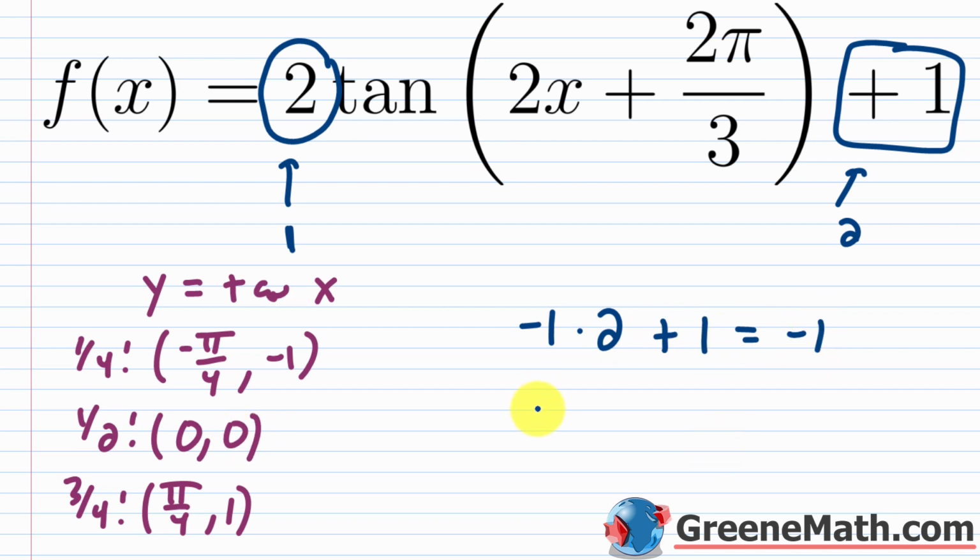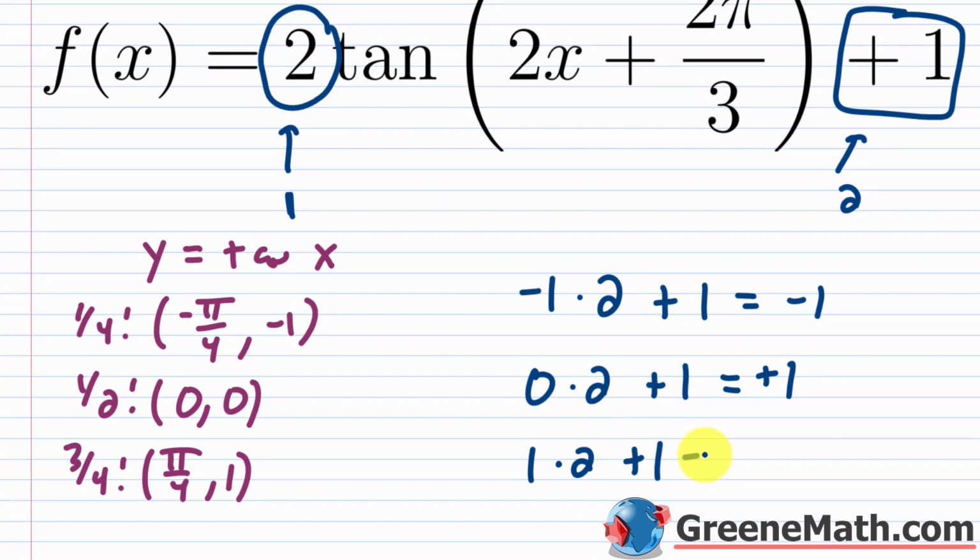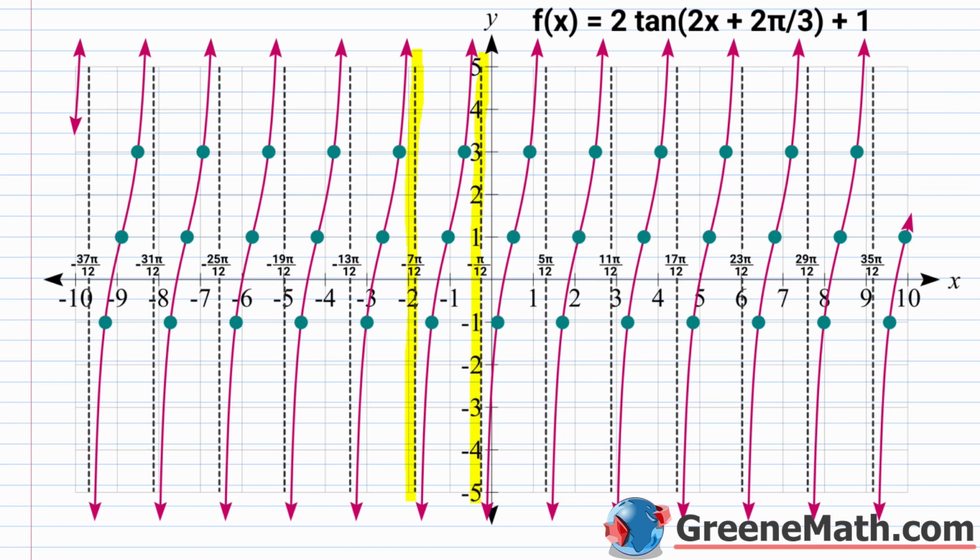If I go through this one, 0 times 2 plus 1, well, 0 times 2 is 0, plus 1 is 1. And then if I look at this one, I have 1 times 2 plus 1, so 1 times 2 is 2, 2 plus 1 is going to be 3. And that's exactly what we saw. If you look at the halfway point, basically the y-coordinate is 1. If you look at the 3/4 of the way point, the y-coordinate is 3.